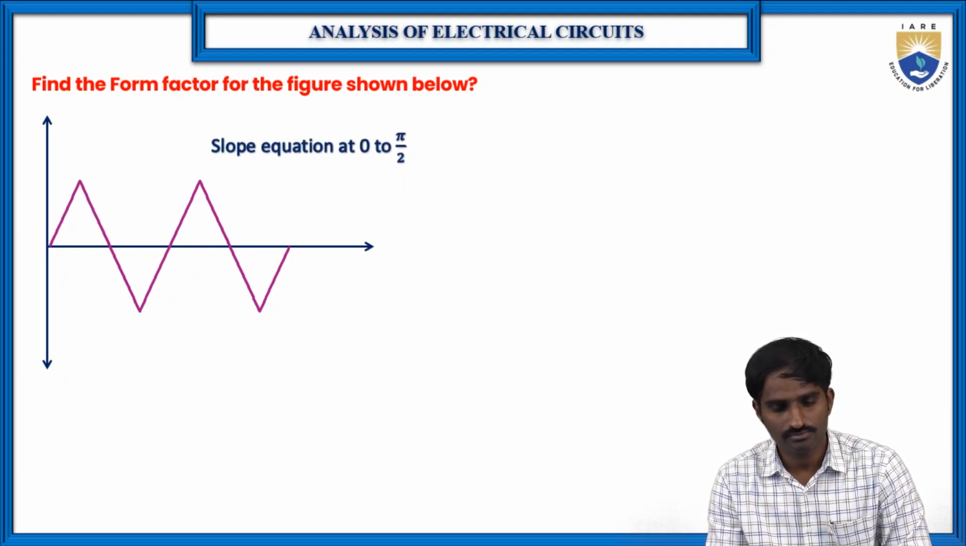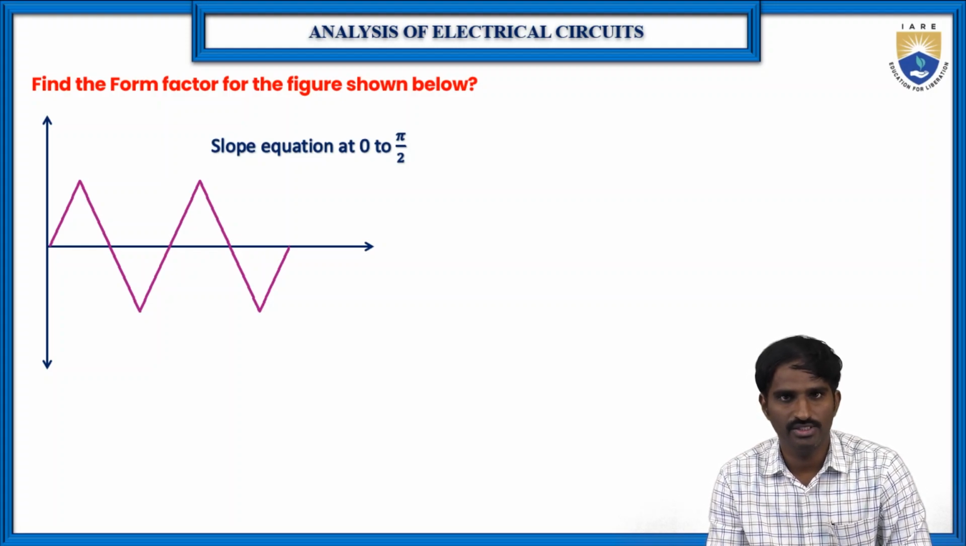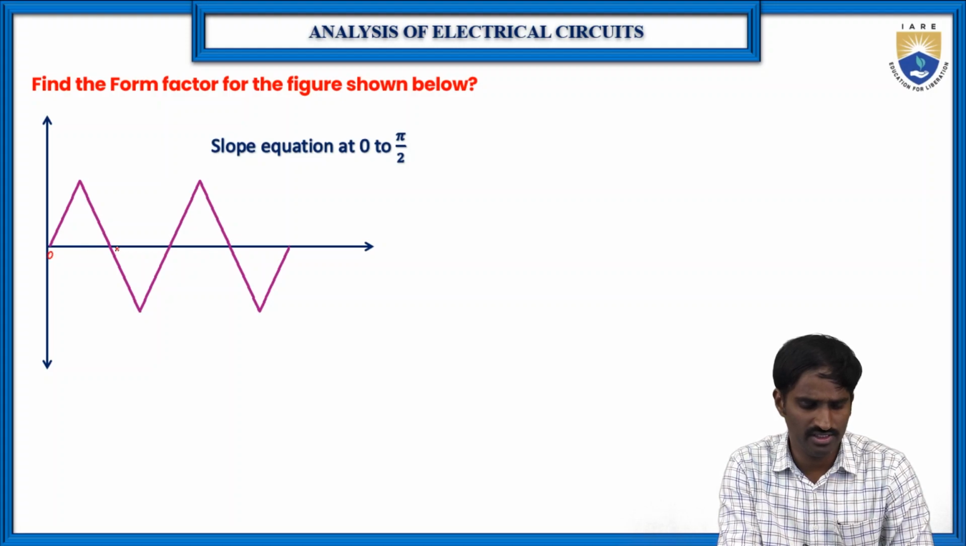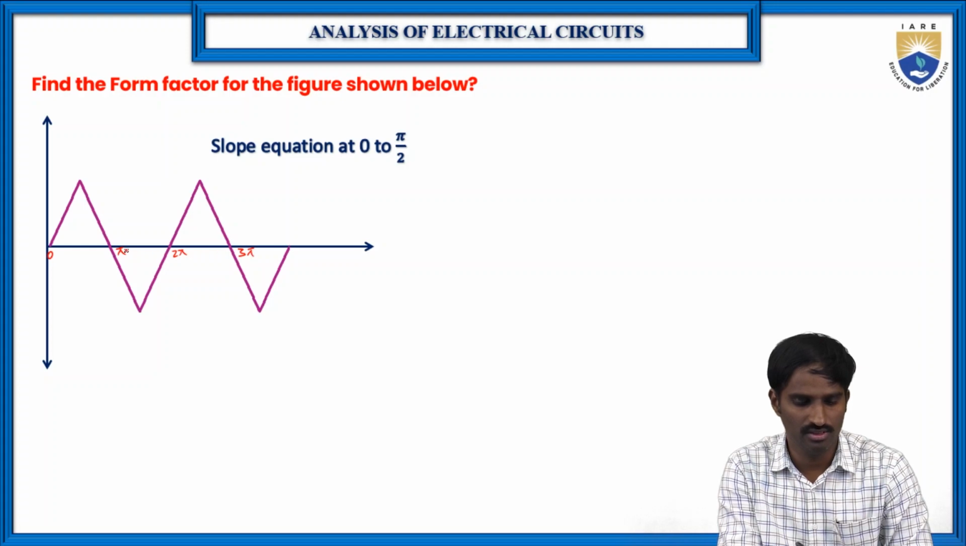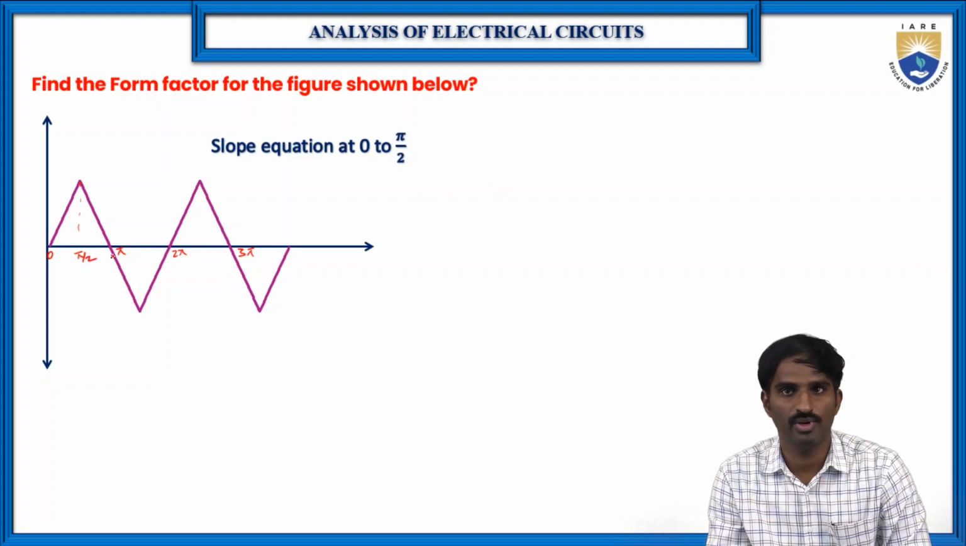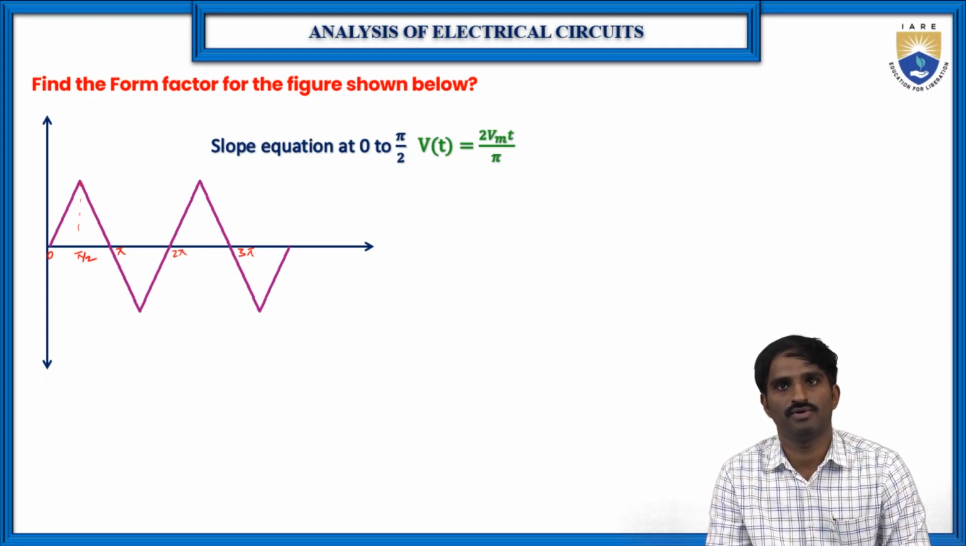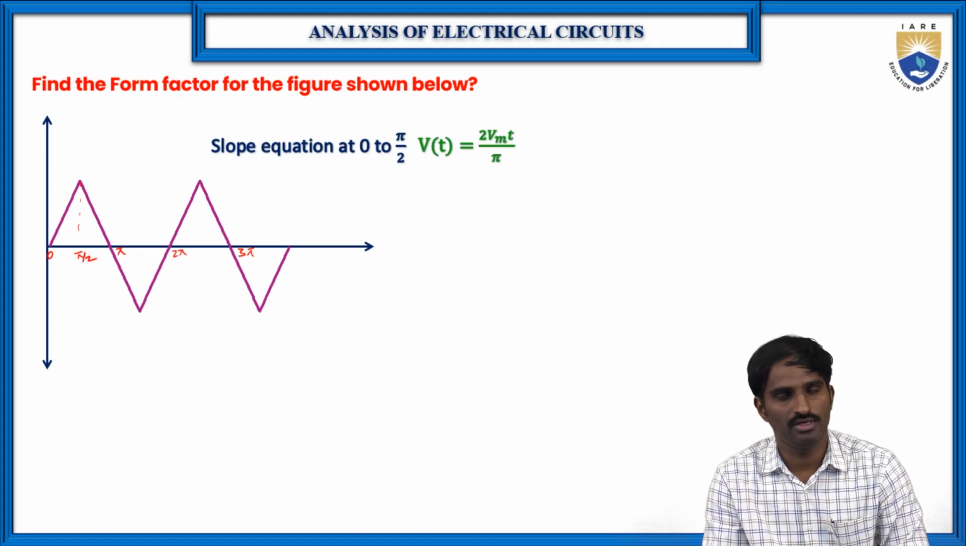Of course here the slope equation is for 0 to pi by 2, because here it is 0, here it is pi, here it is 2 pi and here it is 3 pi. So first we consider 0 to pi by 2. Then v of t, you will get 2 Vm t by pi. We have already discussed how to find the equation for a given periodic waveform.